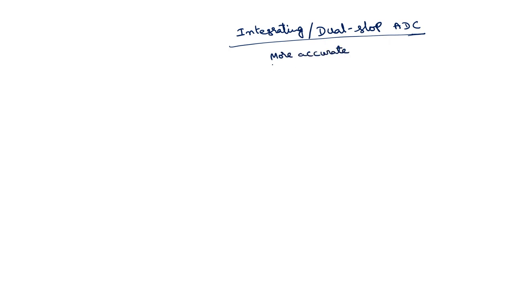So the last type of ADC is the integrating type, or dual slope type. This is more accurate compared with all the other ADCs. Because of that, this will be used in digital multimeters. So this basically consists of a buffer.